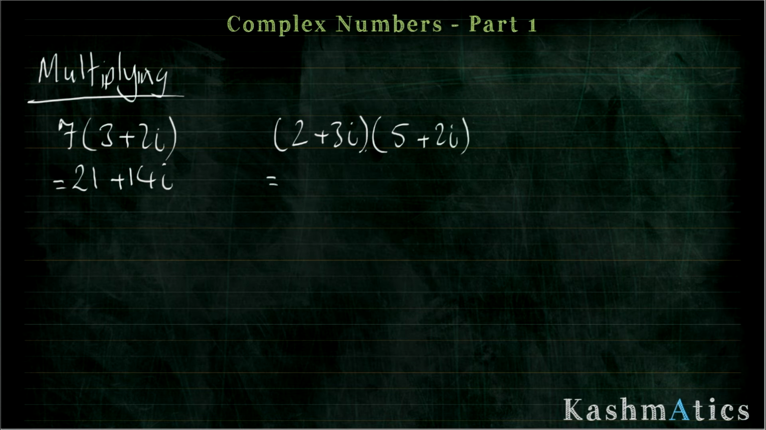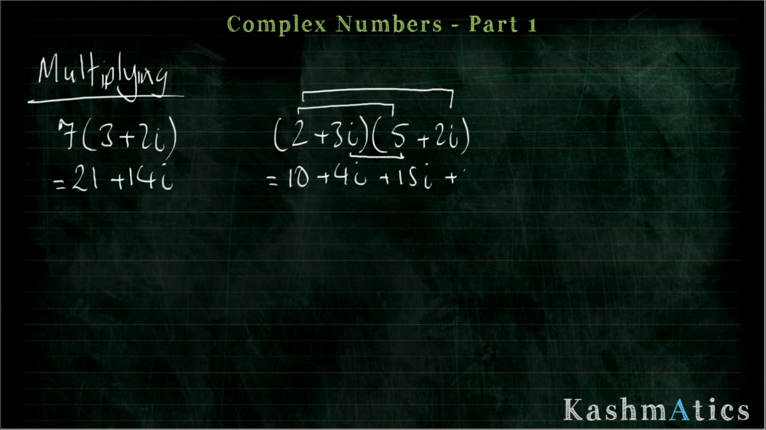You'd expand this just like you would with normal algebra. So you do the 2 times the 5, that's 10. Then you do the 2 times the 2i, that would be 4i. You would do the 3i times the 5, which is 15i, and then you would do 3i times 2i. I'm going to put this separately because that's the one we need to be careful with. So we've got a 10 over here plus 19i.